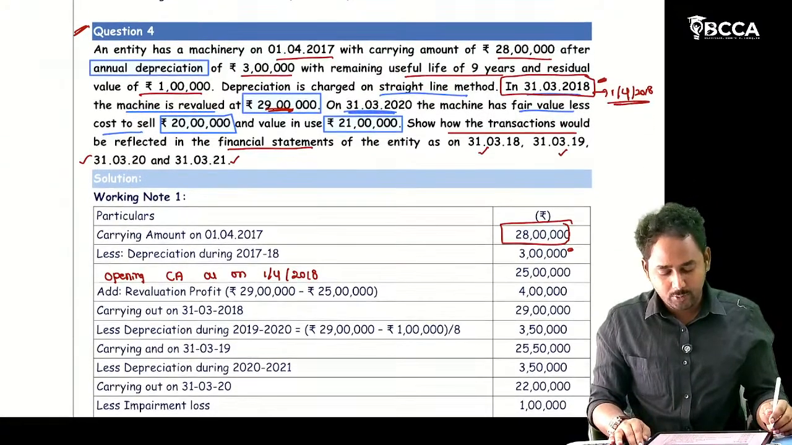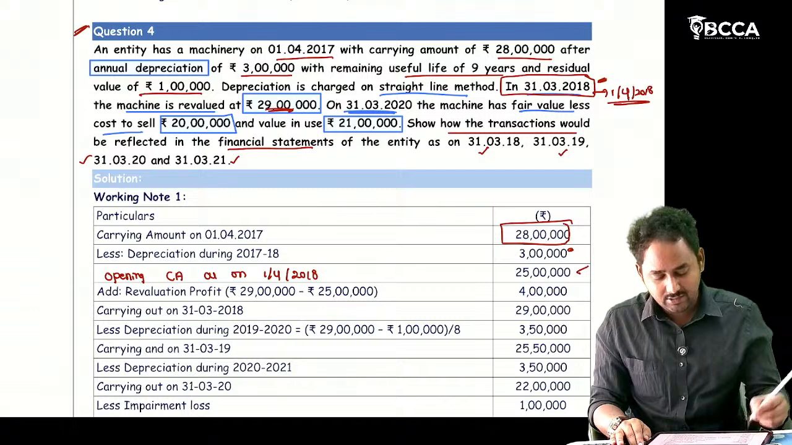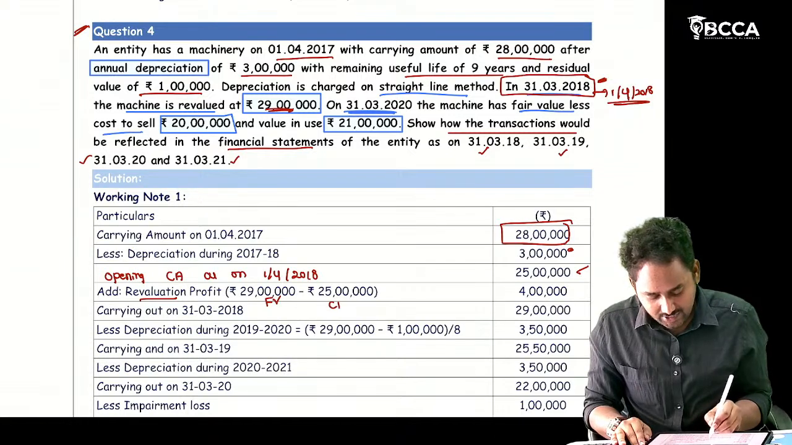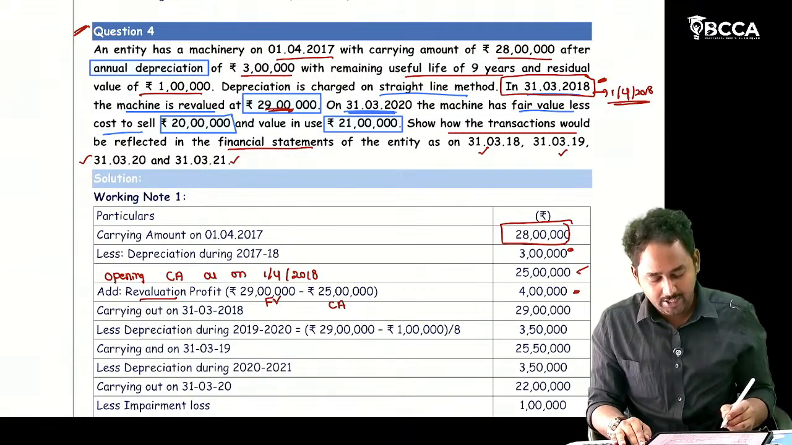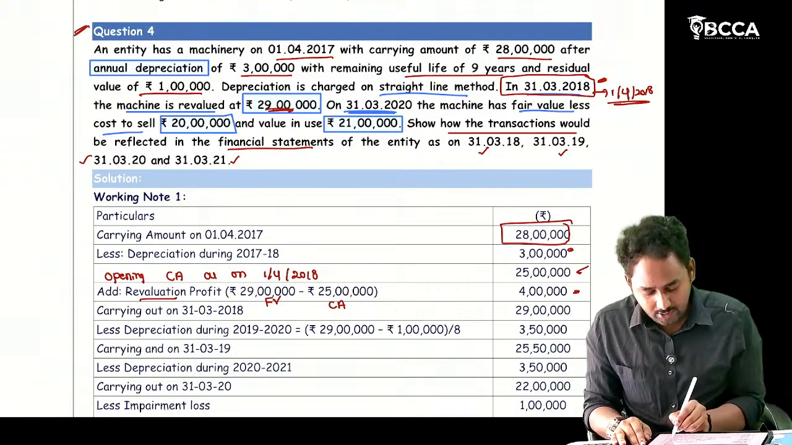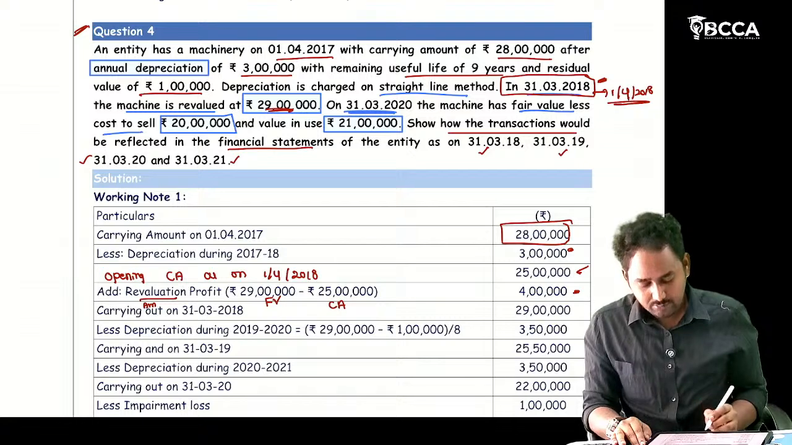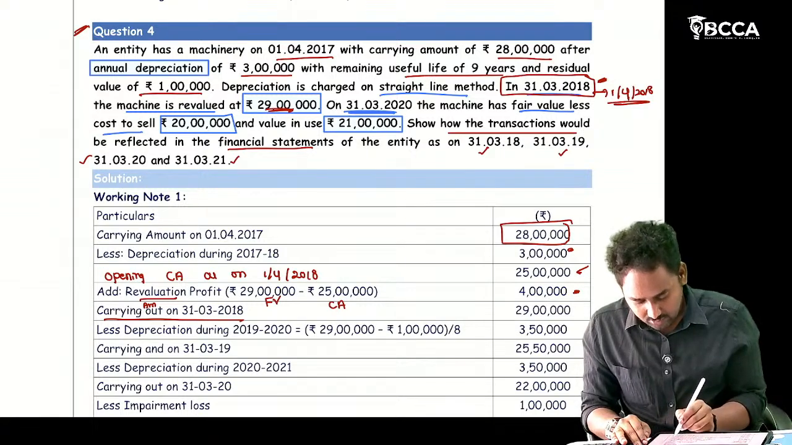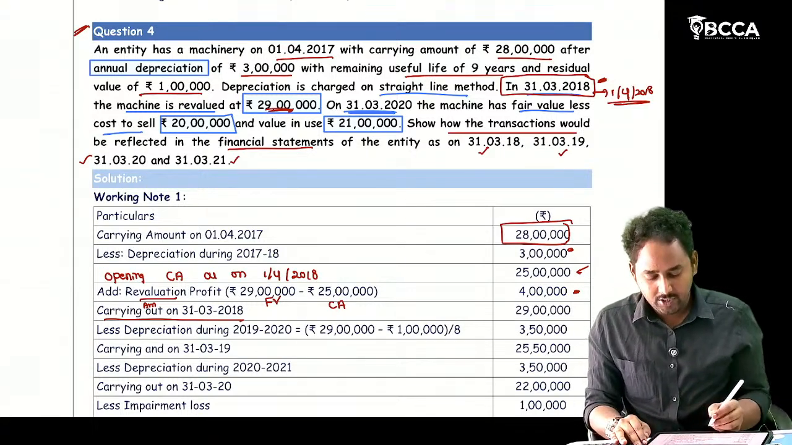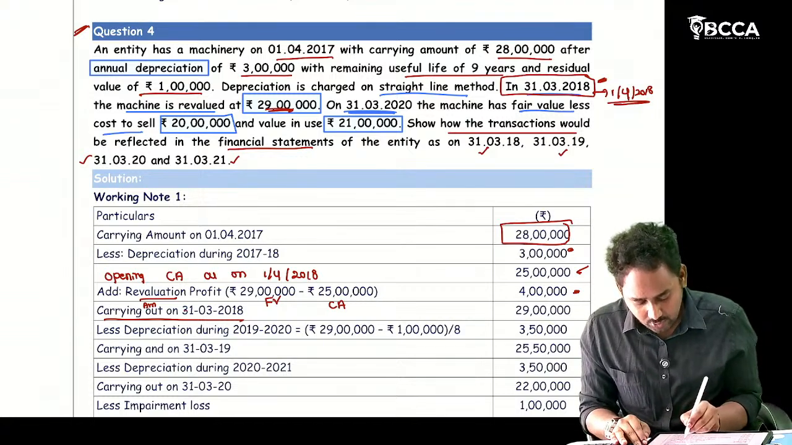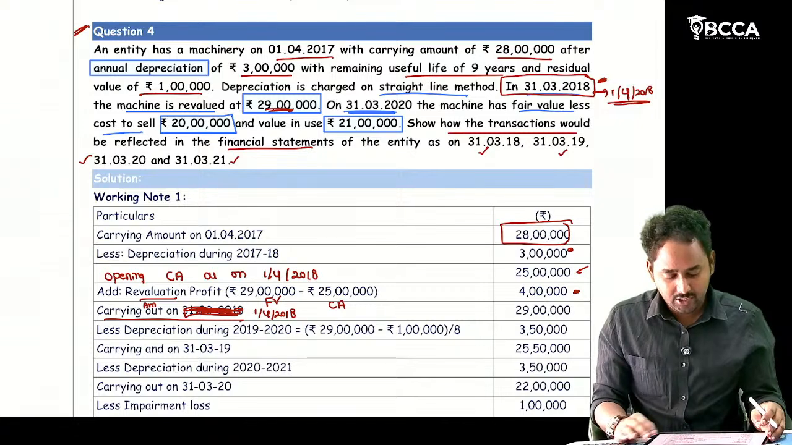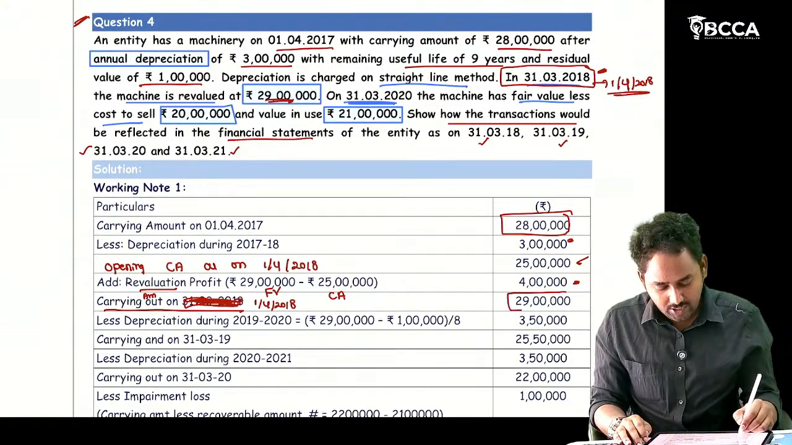What is the opening carrying amount before the revaluation effect? 28 lakhs. And what is the revaluation profit? The fair value minus carrying amount. Then I got the revaluation profit. This should be added to the opening carrying amount. Then I got the carrying amount as on 31st March 2018. It means you can write it as 1/4/2018. So the carrying amount on 1/4/2018 becomes 29 lakhs.